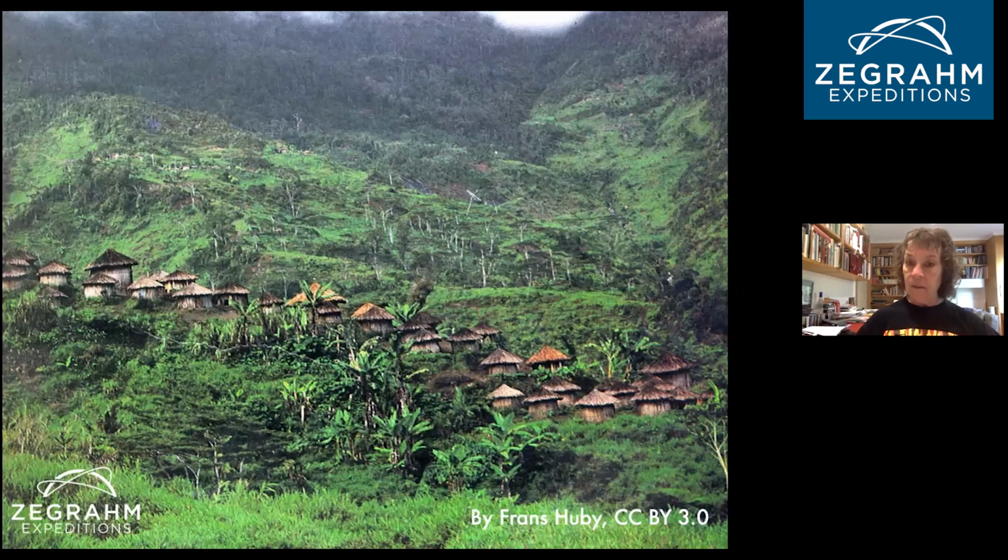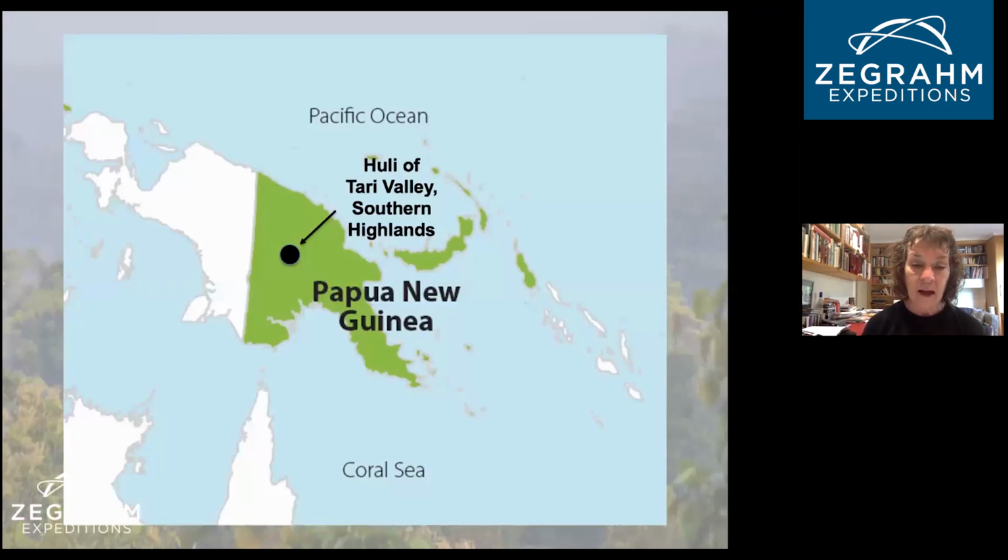Let's have a look at some of the cultural groups of the spine of the Highlands of New Guinea. We're going to start with the Tari, or the Huli, of the Tari Valley. And the Huli trace their descent. They're quite different from the majority of Highland communities, in that they trace their descent through both the male and the female line. So they're unusual in that sense, and it's hard to know how that happened.